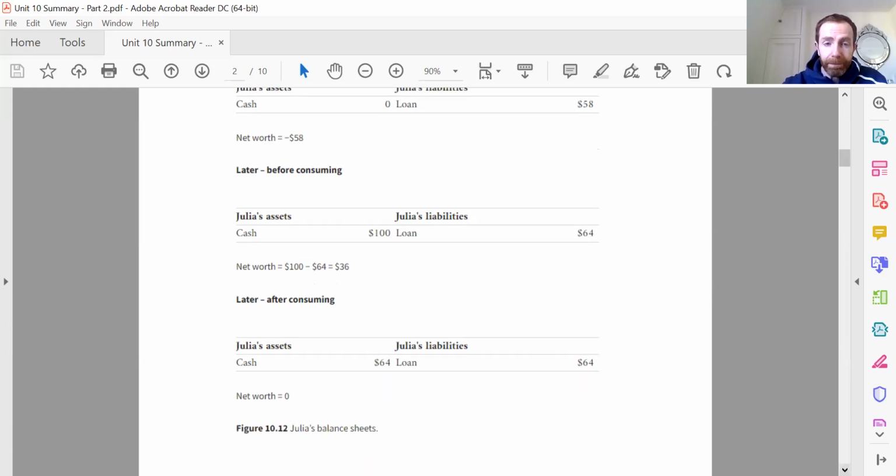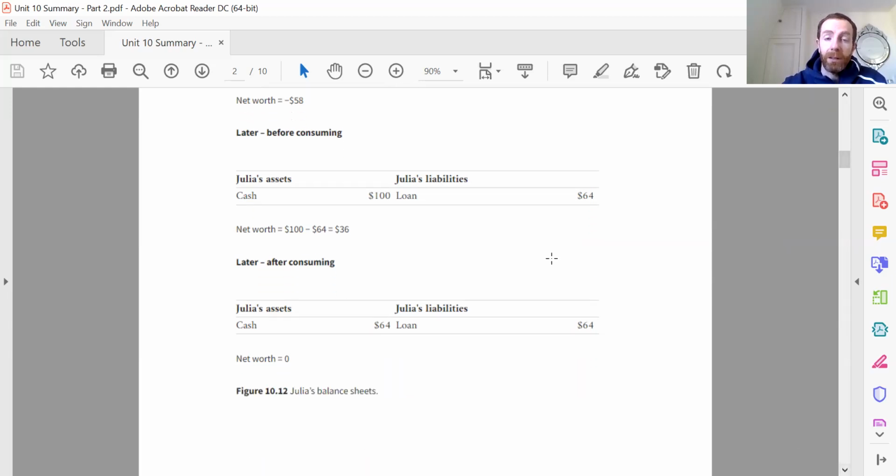So final stage is, well, actually, just before we get to the final stage, so what's her net worth now? Well, again, the difference between her assets, that $100 of endowment she's just got, minus her liability, the $64 she owes, so 58 the principal, and then approximately 6 in interest. And so she now has a net worth of $36. But now the final thing is she then consumes.